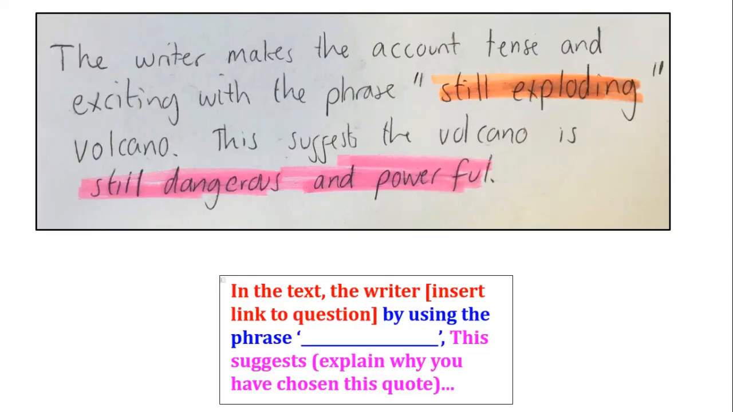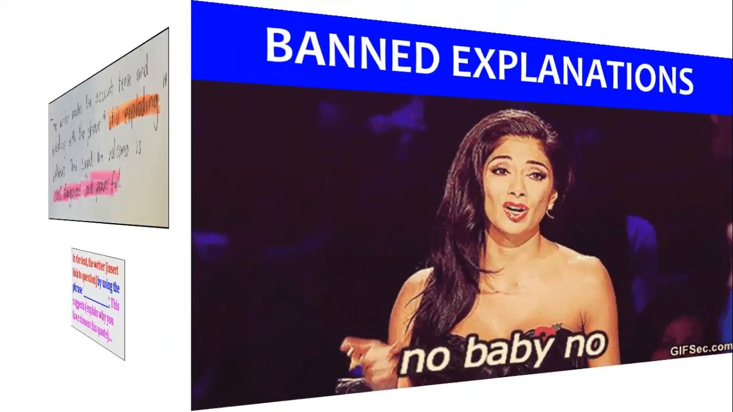Okay, another one from the volcano one. They said the volcano is still exploding. So why does that make it sound exciting? Well, the writer makes the account tense and exciting with the phrase still exploding volcano. And why is still exploding tense? Well, it suggests that it's still going on. So this suggests the volcano is still dangerous and powerful.